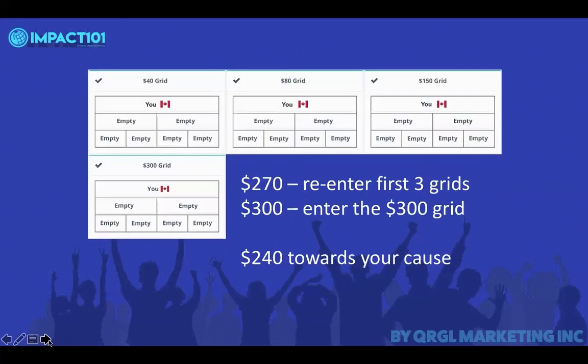So here's what you do next to maximize your donations. Take $270 of the $810 and use it to re-enter the first 3 grids so that you can continue receiving donations there. Take $300 of the $810 and use it to now enter the $300 grid. That opens up a whole new donation stream for you where you can be receiving $150 donations. That leaves $240 extra for whatever you're raising funds for.